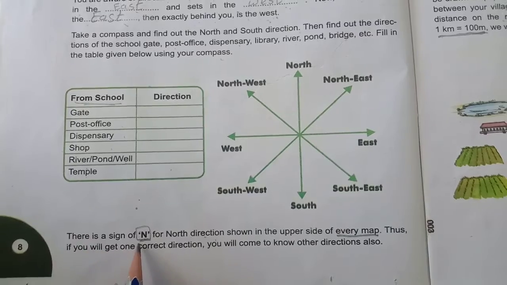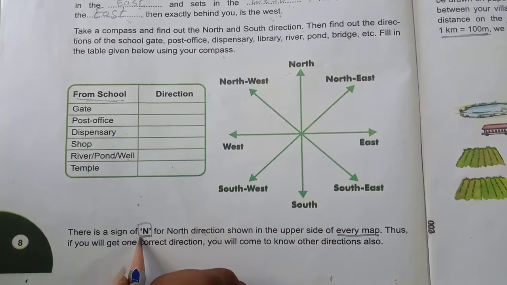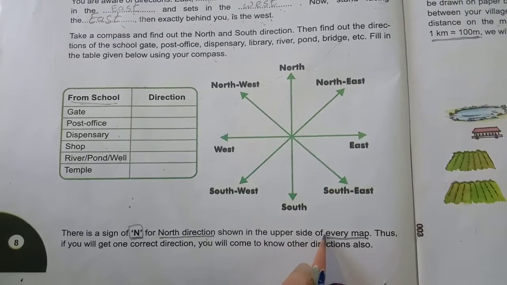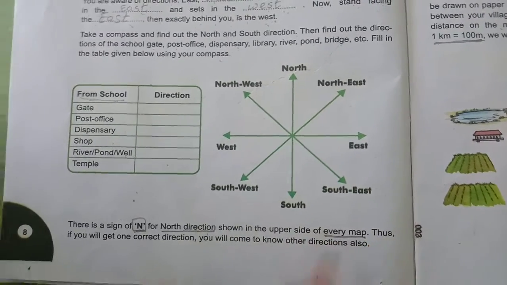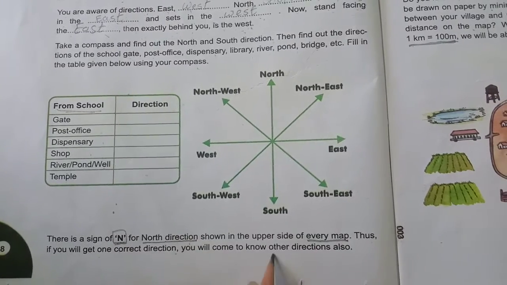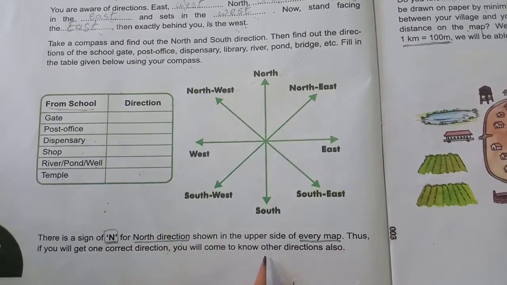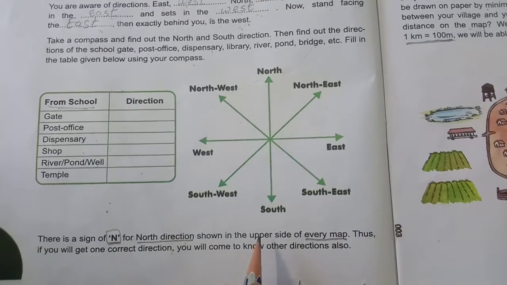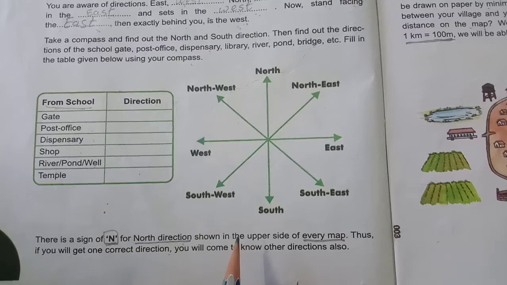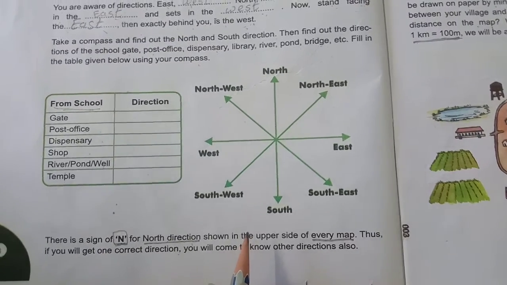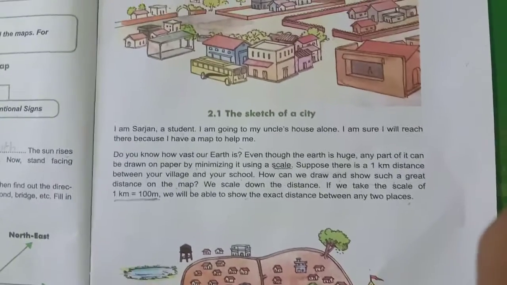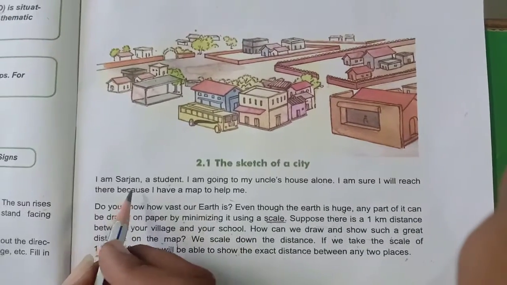Now there is a sign of N which denotes the north direction, shown on the upper side of every map. Thus, if you get one direction correct, you will find out all the other directions. If you find the north direction or any direction in the map, then you can know all the other directions, where each is present in the map. Now let us look forward.